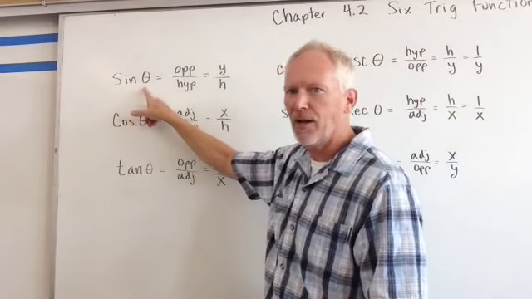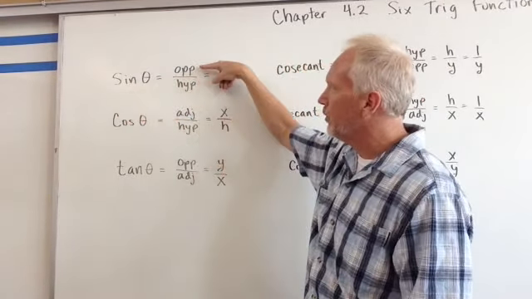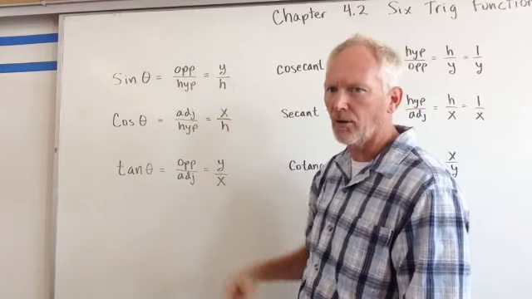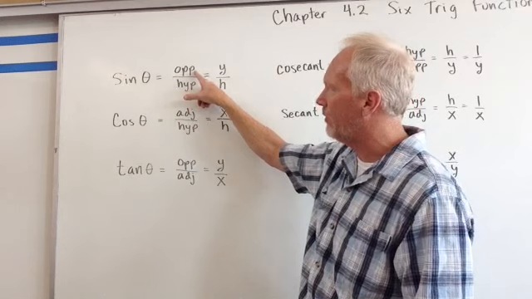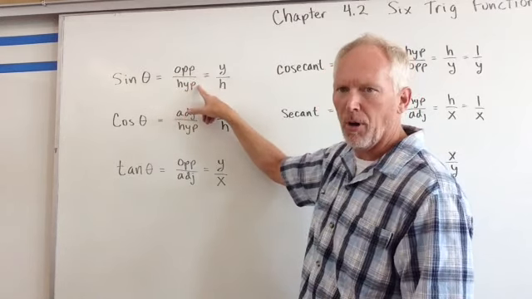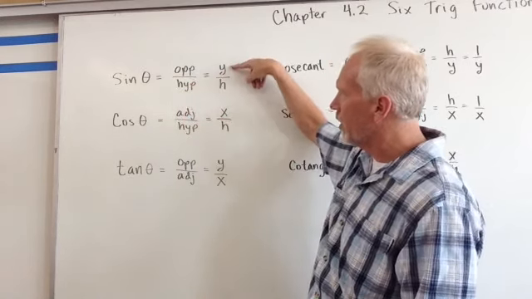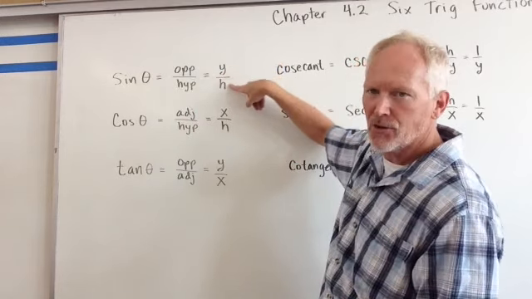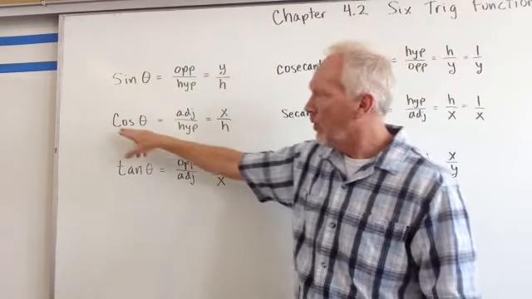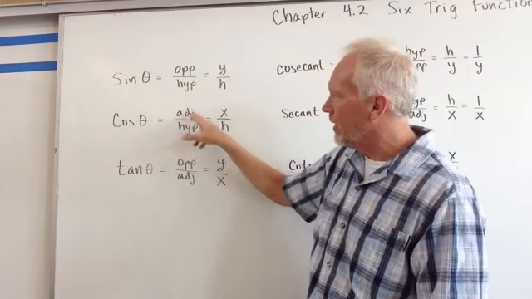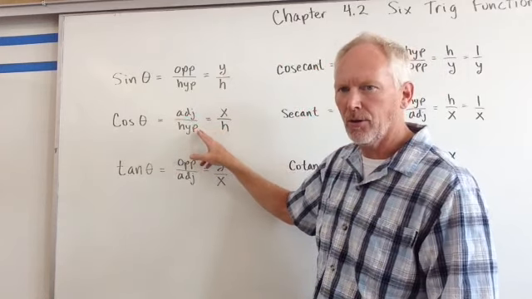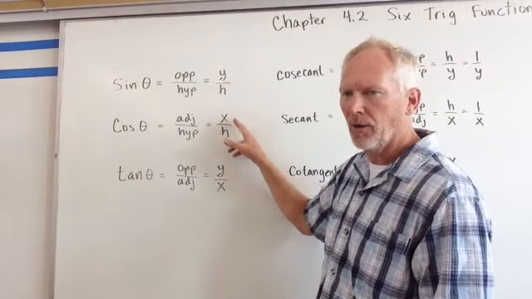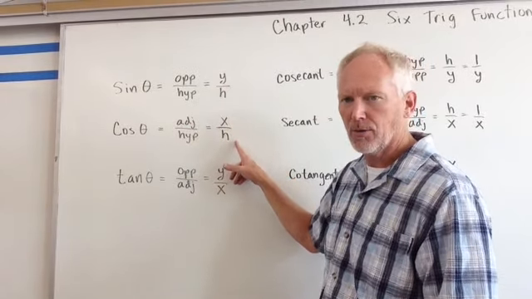We have the sine of theta is equal to opposite over the hypotenuse. And we'll look at a triangle in a second, but we have the opposite side of the angle over the hypotenuse, which is also the y component over h, the hypotenuse. We have cosine of theta is adjacent over hypotenuse, the adjacent side, which is the x component over the hypotenuse.